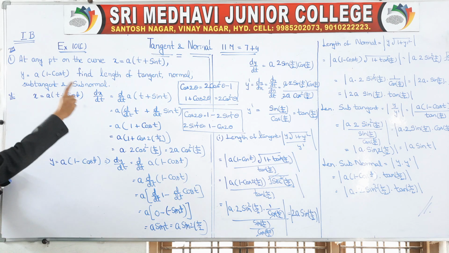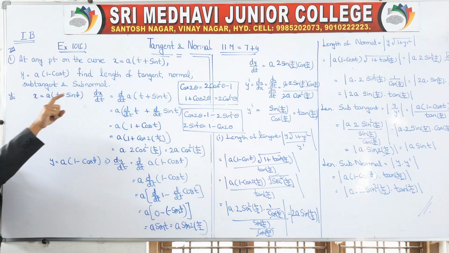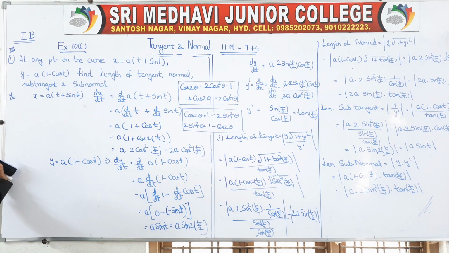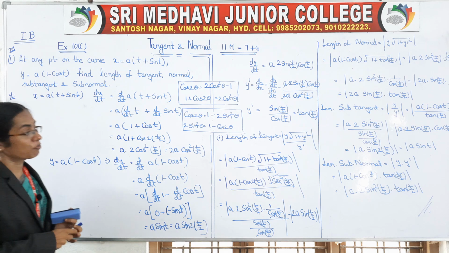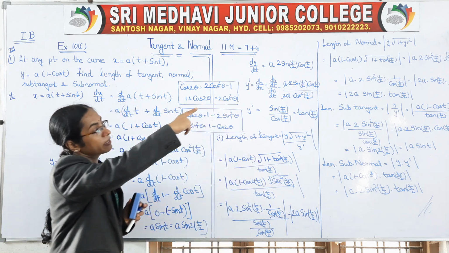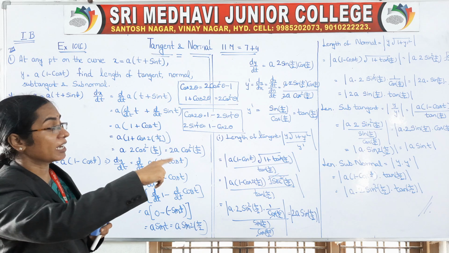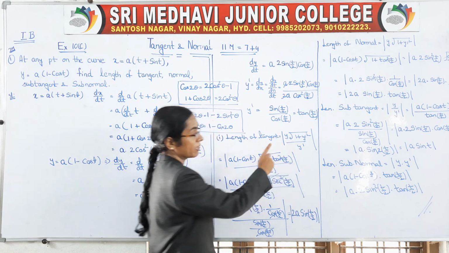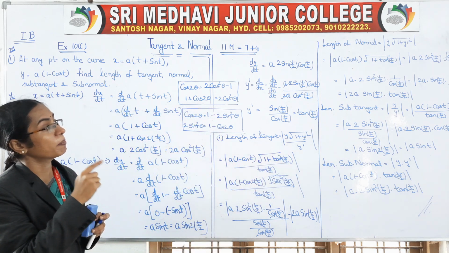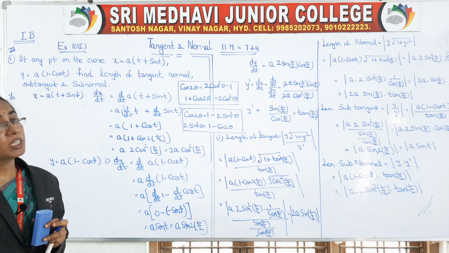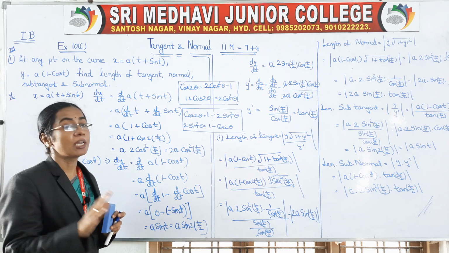Okay, so here we are having 2 values, x value in terms of t, y value in terms of t. We have to find length of the tangent, length of the normal, length of subtangent, length of subnormal. So all the formulas, if you observe, length of the tangent is this one, right? Length of the normal is that one, and length of subtangent, y by y dash, length of subnormal, y into y dash. So length of tangent, this one, modulus of y into root of 1 plus y dash square by y dash. Length of normal, modulus of y into root of 1 plus y dash square. That means all the 4 formulas entirely depends on y dash.